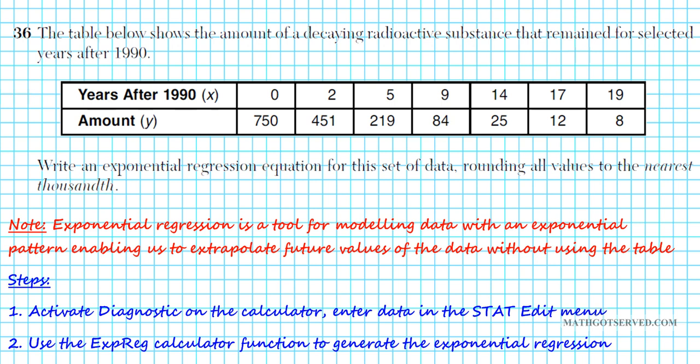All right, let's take a look at number 36. It reads, the table below shows the amount of decaying radioactive substance that remained for selected years after 1990. Write an exponential regression equation for this set of data, rounding all values to the nearest thousandths.